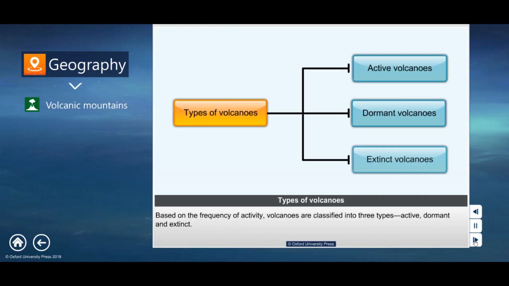Based on the frequency of activity, volcanoes are classified into 3 types: active, dormant, and extinct.